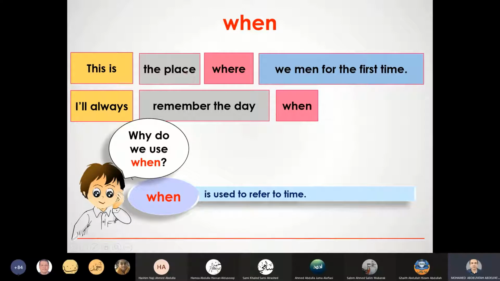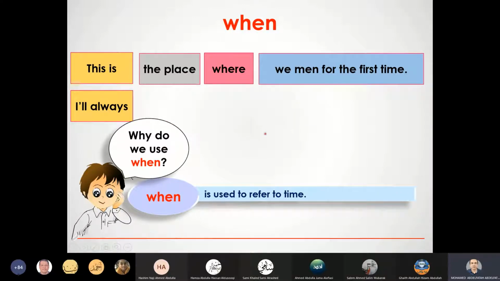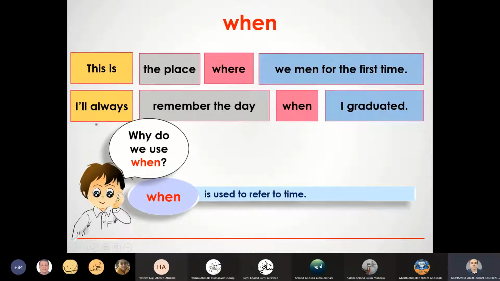Okay, the first example is by mistake. Let's go to the next example directly. Okay, here students, I'll always remember the day. I'll always remember the day. The day is time, and when you refer to time, you use the relative pronoun when. I'll always remember the day when I graduated.